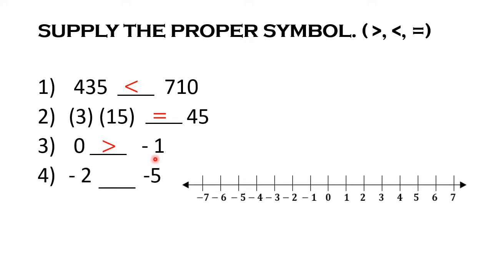Okay, next. Negative 2 compared to negative 5. Again, look at our number line. Okay, kung ang pinag-uusapan natin ay comparing two negative numbers, mas malapit kay 0, sa negative numbers, mas mataas ang value. Okay, so sino ba mas malapit kay 0? Si negative 2 ba o si negative 5? Okay, that is negative 2. So, meaning, negative 2 is greater than negative 5.